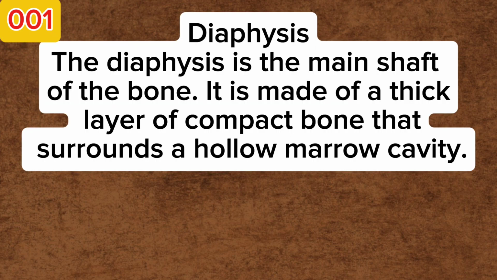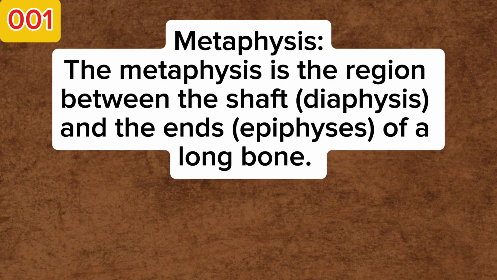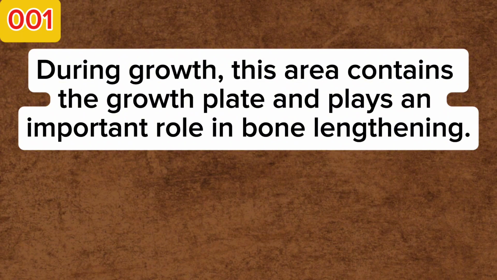Diaphysis. The diaphysis is the main shaft of the bone. It is made of a thick layer of compact bone that surrounds a hollow marrow cavity. Metaphysis. The metaphysis is the region between the shaft (diaphysis) and the ends (epiphyses) of a long bone. During growth, this area contains the growth plate and plays an important role in bone lengthening.